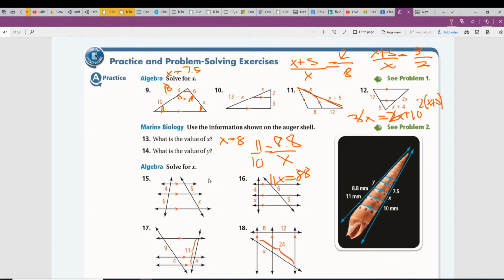Okay, so now for number 15. 15, solve for x. Same thing here. This 6 divided by x. I think, let me double check.